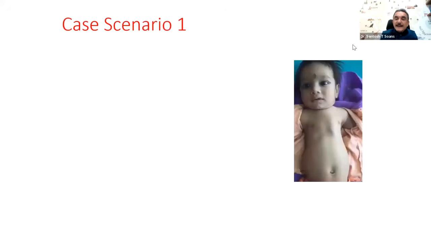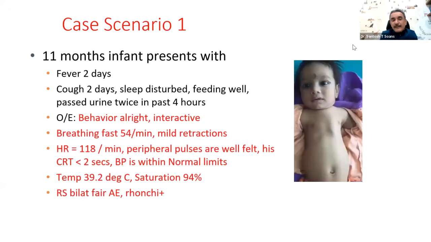Here, let me go through three case scenarios. This is an infant presenting with a fever for 2 days, cough for 2 days, sleep is disturbed, feeding well, and passed urine twice in 4 hours. Behavior is all right, interactive, breathing fast, 54. The child is 11 months, so more than 50 is not normal. Heart rate is 118. Peripheral pulses well felt. Capillary refill is normal. BP within normal limit. Temperature is 39.2. Saturation is 94 in room air. You can hear rhonchi in this child.